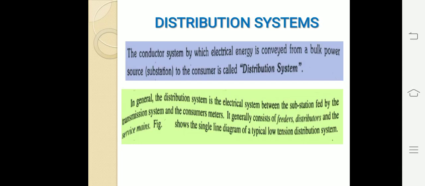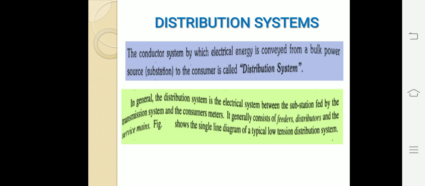Dear students, in the last class we discussed the distribution system and we defined the distribution system. One more thing is what is a substation, the definition of the substation, classifications of substation, and what equipment is used in the substation. All these points we discussed in the last class.